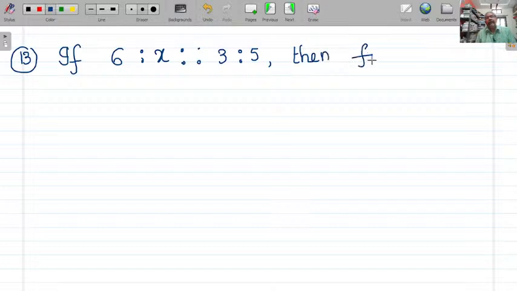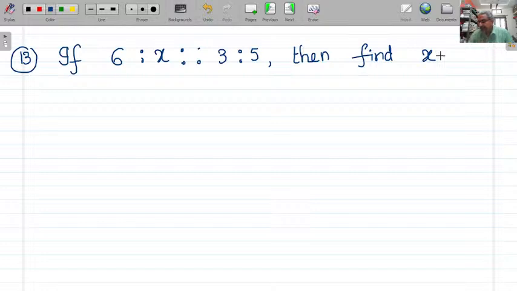If 6 is to x is as 3 is to 5, that means they are in proportion, then find x. Are you able to find this question? If 6, x, 3, 5 are in proportion, then find the value of x. This is the question.